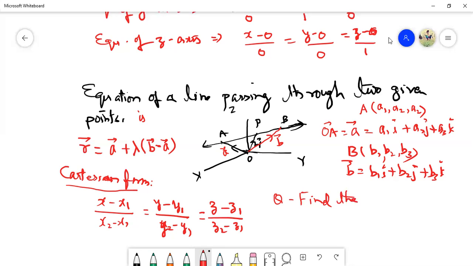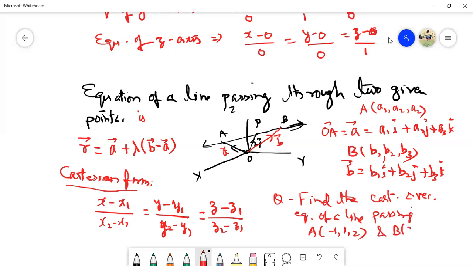Find the Cartesian and vector equation of a line passing through a point A whose coordinates are -1, 1, 2, and point B whose coordinates are 2, 4, 5. So write both the forms.